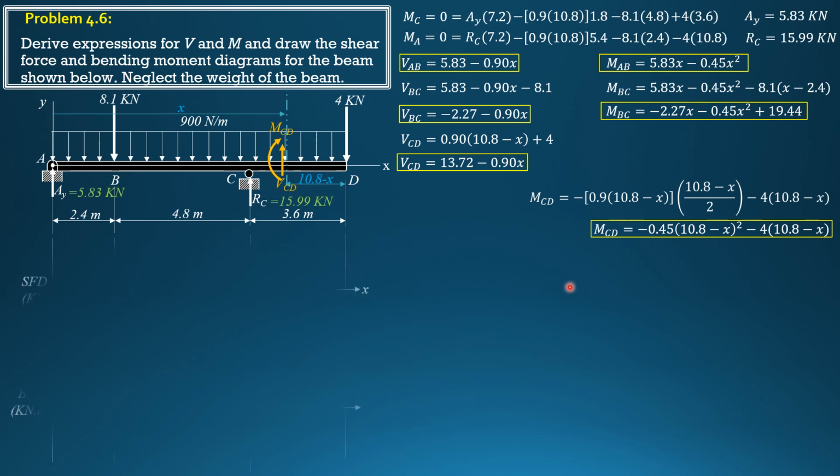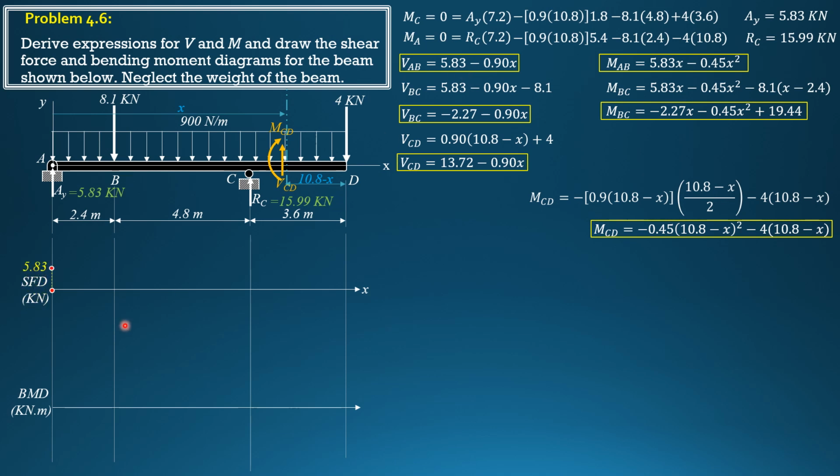So we are now ready to sketch the shear force and the bending moment diagram. The shear force is in kilonewtons and for the bending moment diagram, the value is in kilonewton meters, the ordinates. So for shear AB, set x to 0, it is defined from 0 to 2.4. So 5.83, as shown.